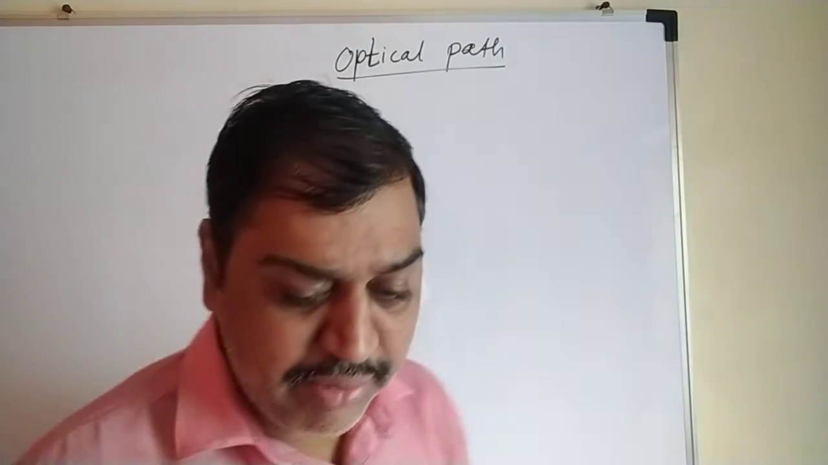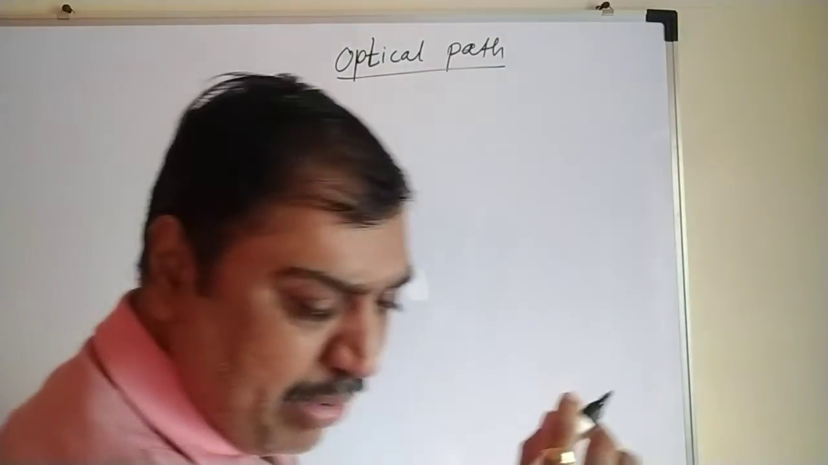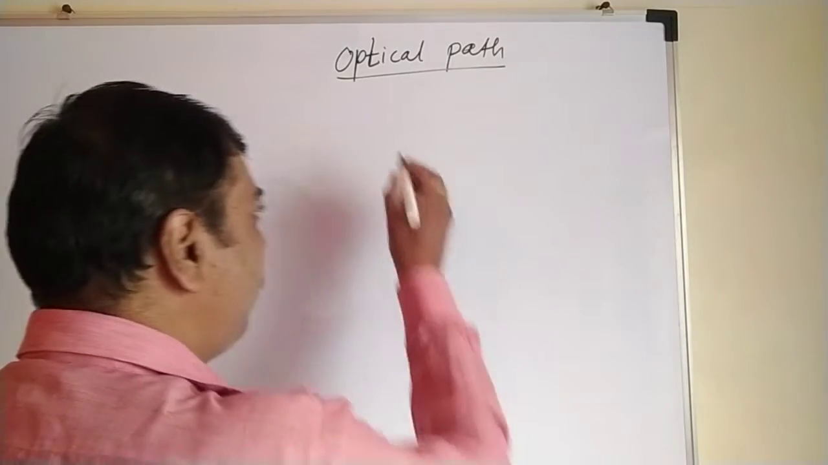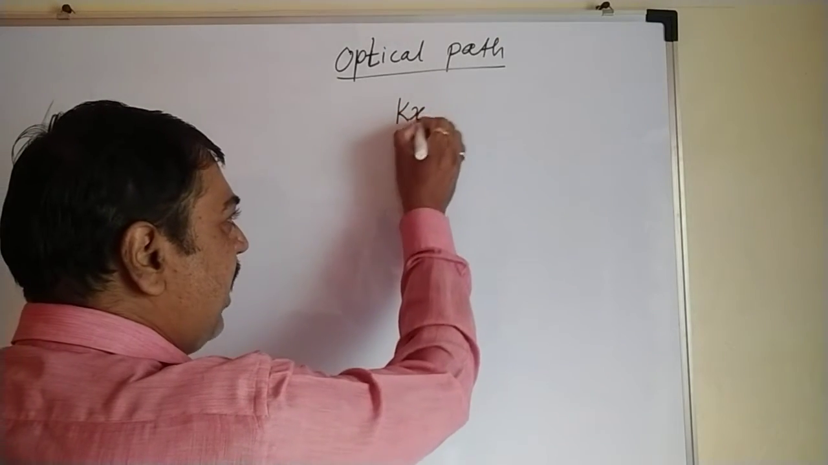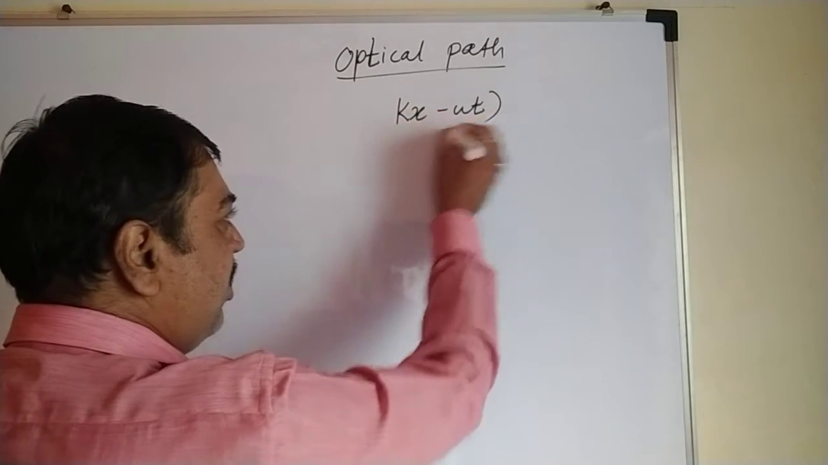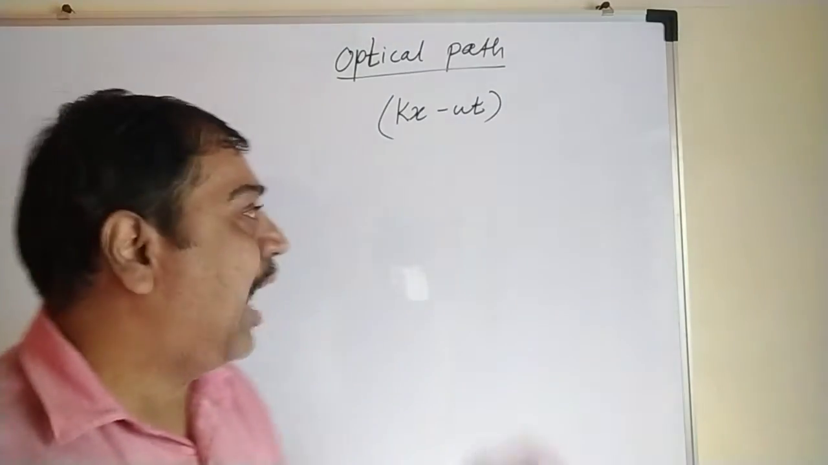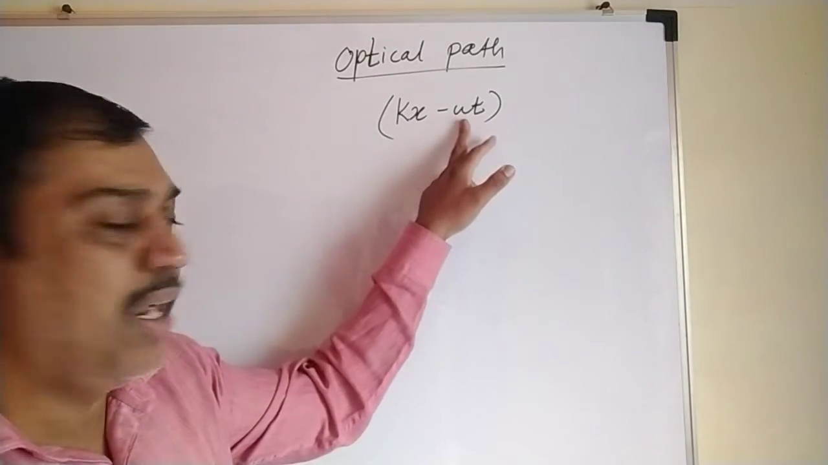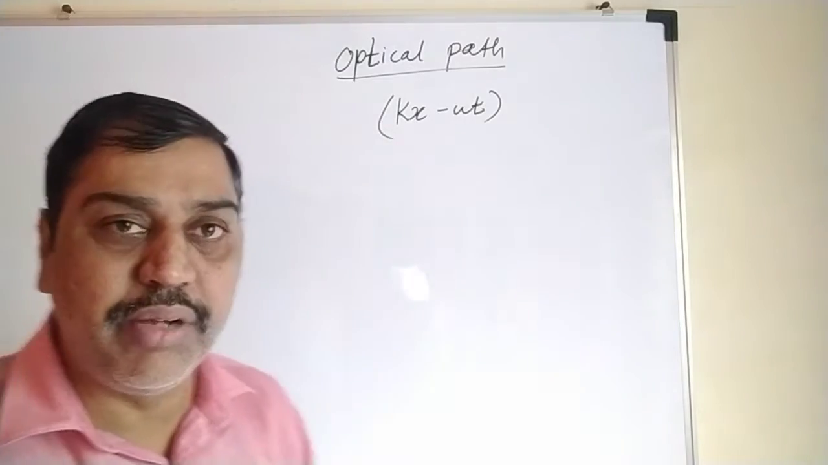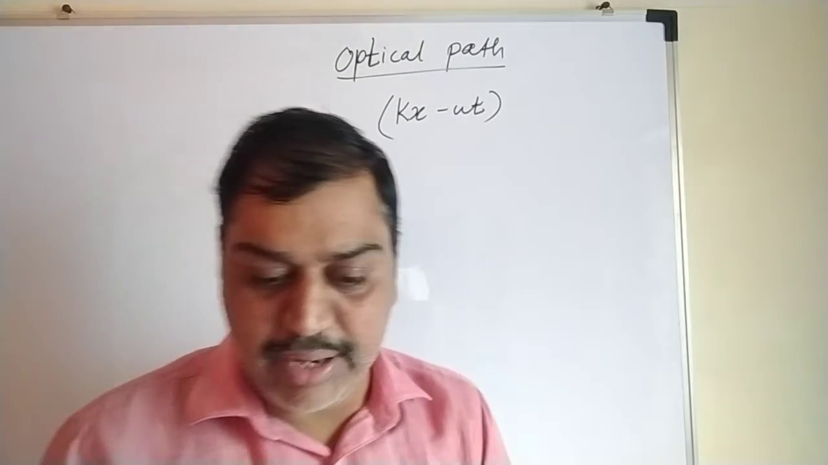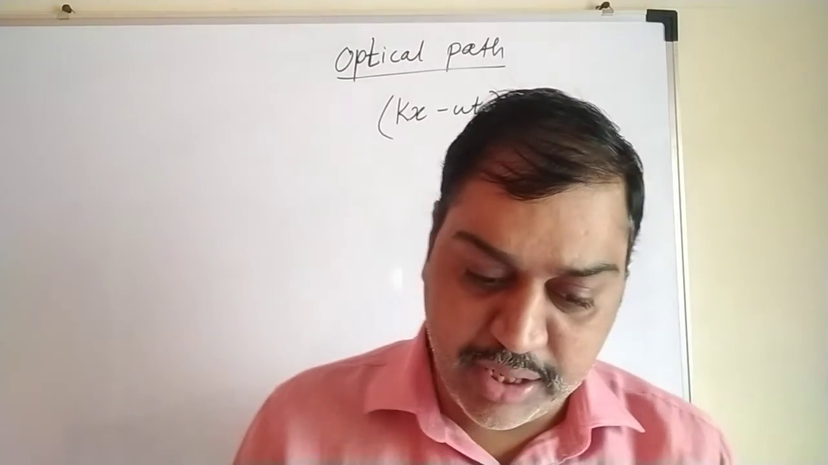The phase difference between them can be given by one simple equation, as we have already learned: kx minus omega t, because these waves are moving along the x-axis in a vacuum. So k is the wave vector, omega is the angular frequency, and this would be the phase difference of the wave traveling in a vacuum.